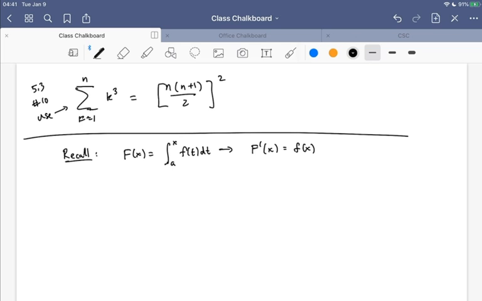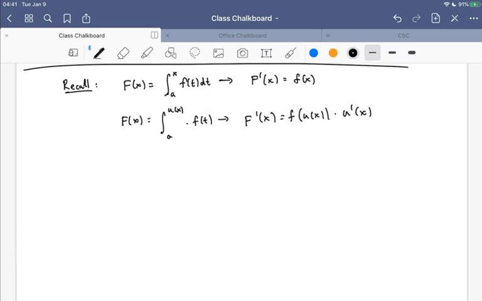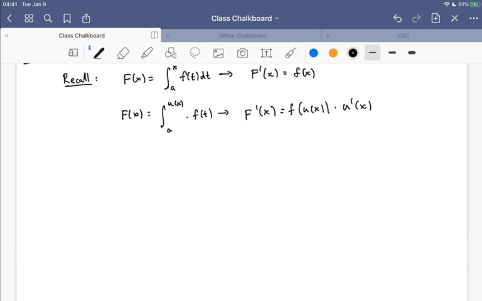And then also we had, if we defined f of x equals the integral from a to some function of x, then we have to obey the chain rule.